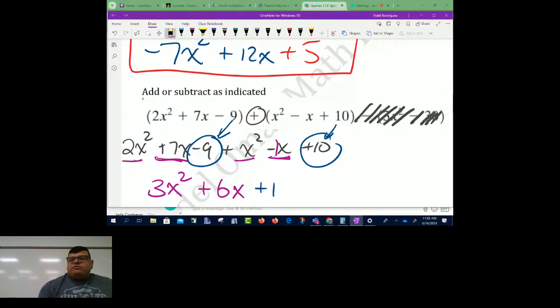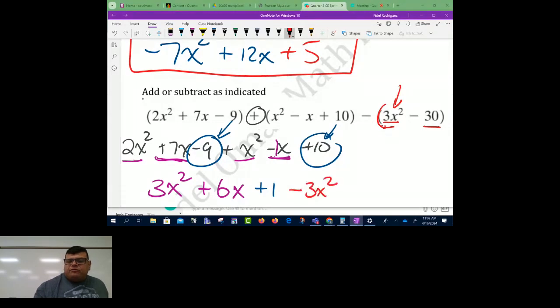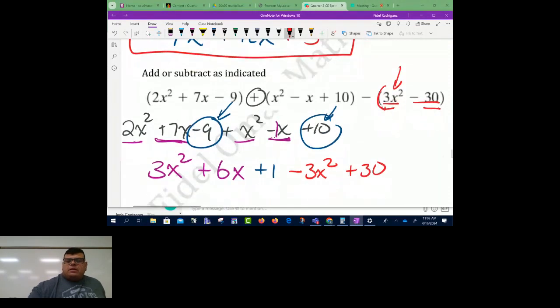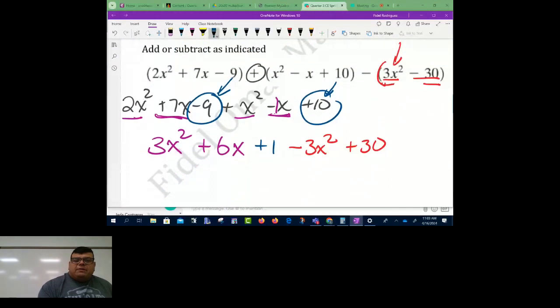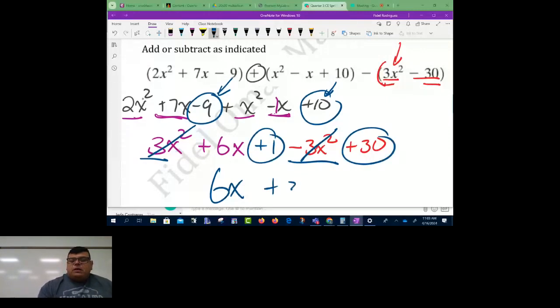Okay, now, as much as I wish we could just say, oh, that's not there, we can't, right? It's still part of the problem. Because we're subtracting, y'all, I'm going to change the signs inside my parentheses. Inside this parentheses, that's a positive 3. So look, y'all, we're going to put a minus 3. Inside the parentheses, that's a minus 30. Y'all, we're going to put a plus 30. Okay. So now I'm going to keep combining: 3x squared minus 3x squared, y'all, those x squareds are going to go away. Okay. So let me bring down my 6x because I don't have any other x's. And then a plus 1 and a plus 30. That should be a plus 31.